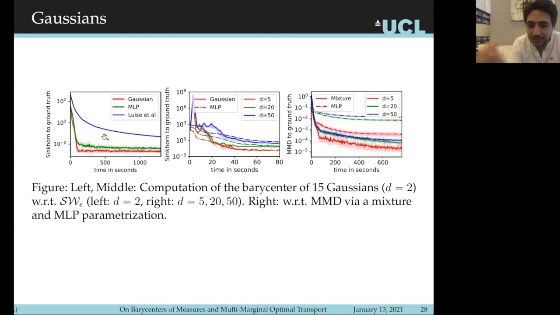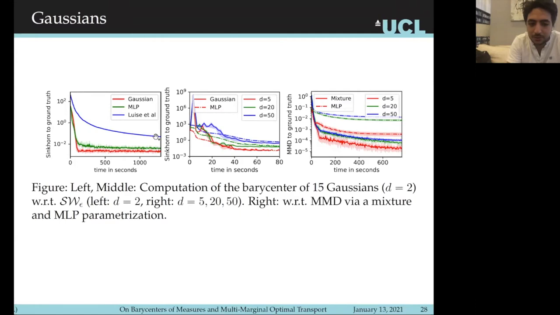And we see that enforcing explicit inductive biases allows learning faster and reaching better solutions. But still, the MLP is a relatively good inductive bias for learning a single Gaussian. The algorithm from Louis et al. will eventually maybe reach a better solution, but it's slower because of needing to solve these little non-convex optimization problems.